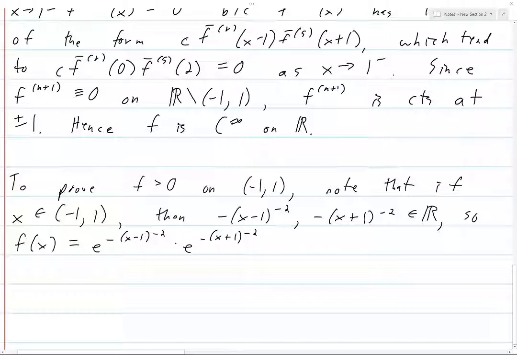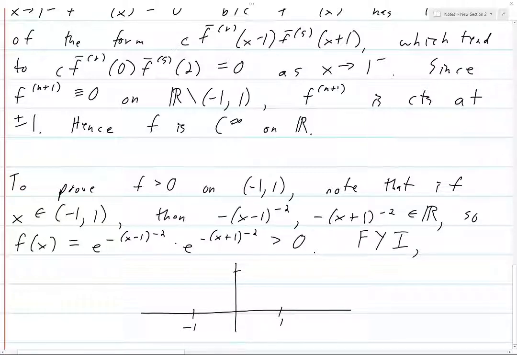FYI, you might be wondering, what does this function look like? Well, you should try to answer this because it is really important for your intuition for this problem to know what this function looks like, because it will make it easier to understand what's going on. So this function is going to be 0 outside of -1 to 1. If you plug in x equals 0, then you're going to get e to the minus 1 times e to the minus 1, which is e to the minus 2, which is 1 over e squared. So that's going to be a positive number, which is pretty smallish. It's less than a half, definitely.